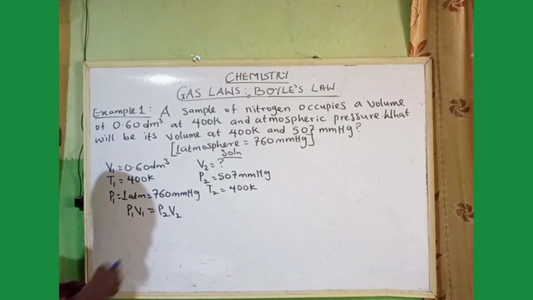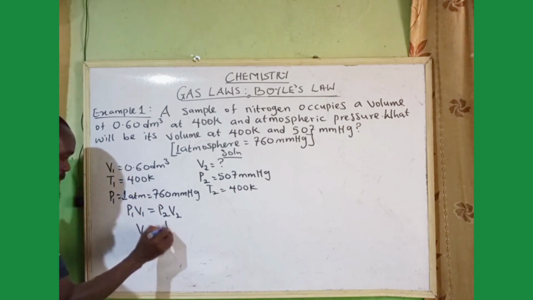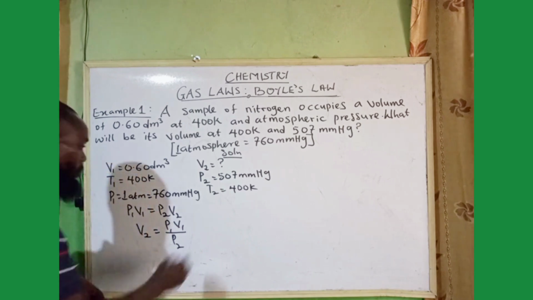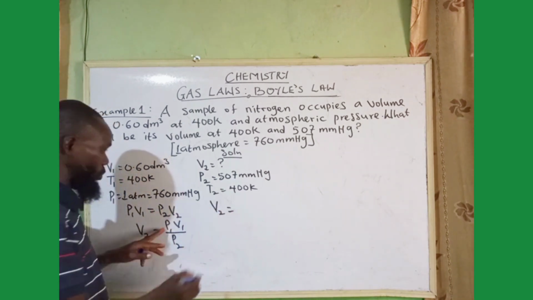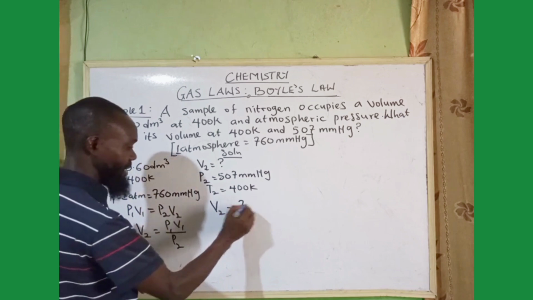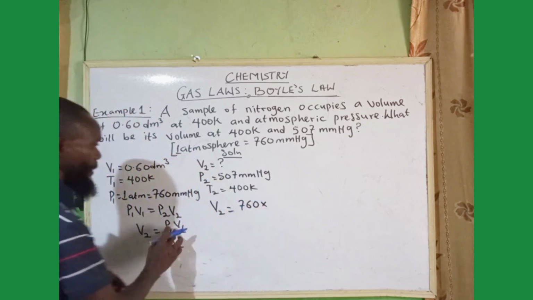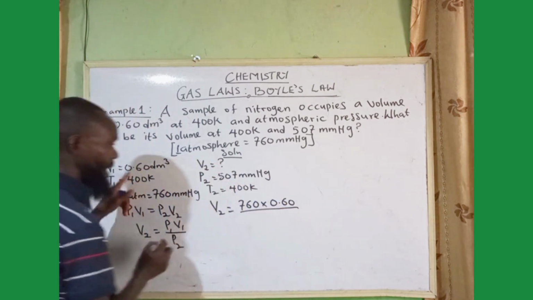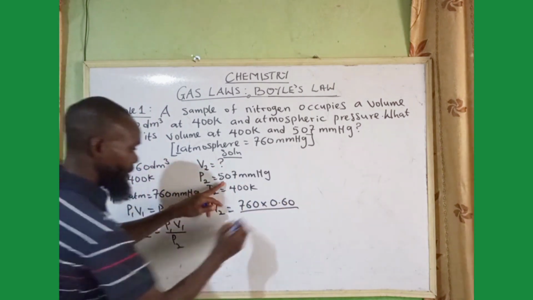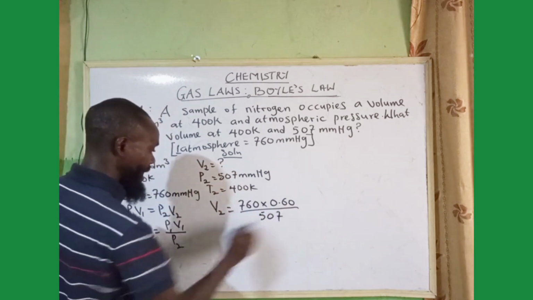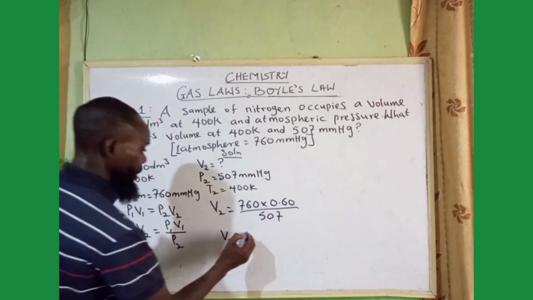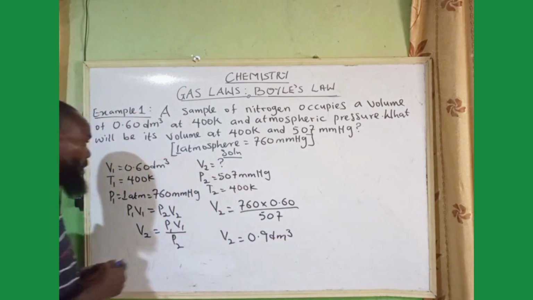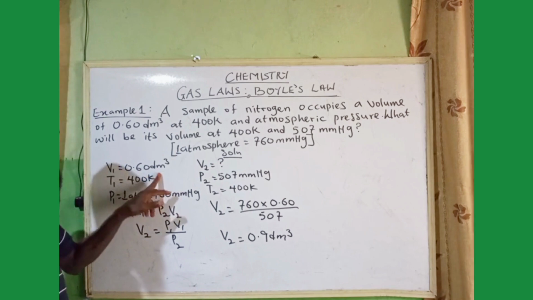We are told to find V2. Our V2 will equal P1 V1 divided by P2. When you insert the values, our V2 will equal our P1, here 760, multiplied by our V1, 0.60, divided by our P2, 507. So when you multiply and divide, we have the value 0.9 dm cube. So it's in dm cube because our V1 also is in dm cube.